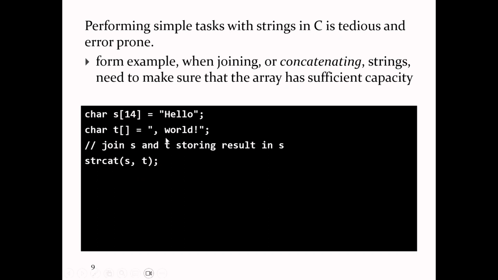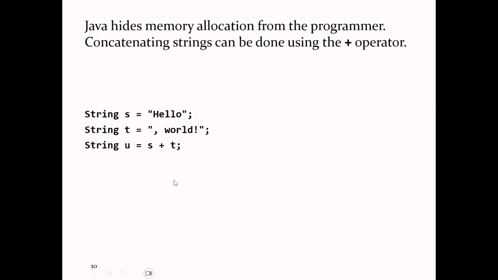If I wanted to join these two strings in C, I would call strcat, passing in s and t. If you remember what it does, it takes the string comma world and appends it to the end of the string hello, which is sitting in the variable s. If you also remember in C, if that array isn't big enough when you call strcat and join these two strings, bad things happen. In Java, you just write s plus t, and that concatenates two strings.